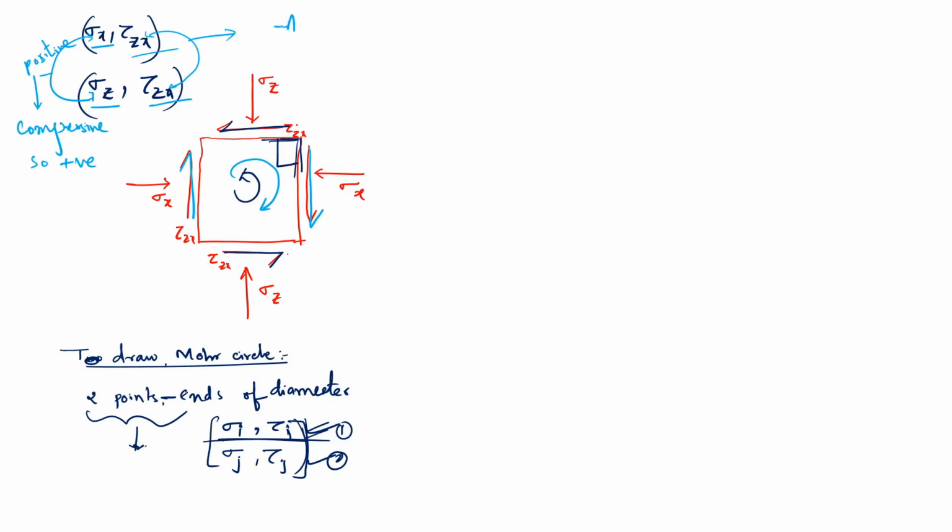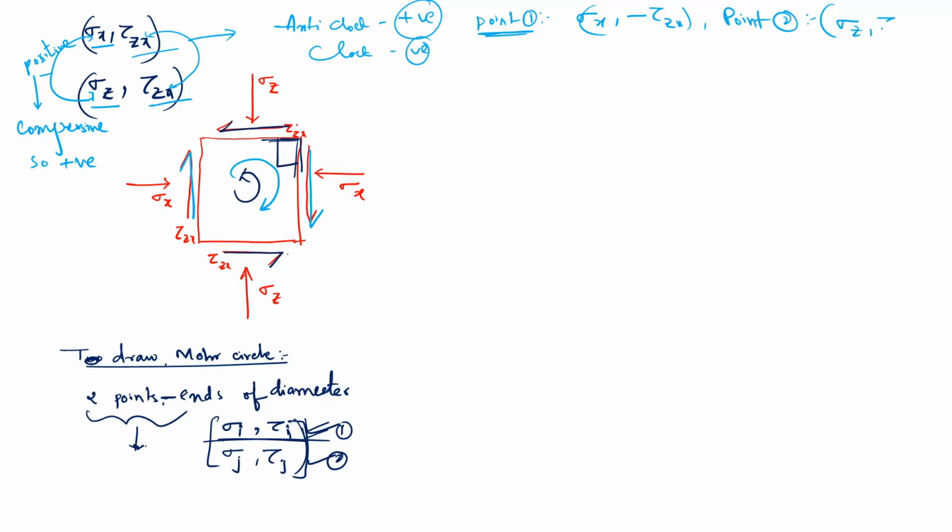and clockwise as negative. Now how will the points change? Point 1 will become sigma x comma, clockwise is negative, so minus tau zx. Point 2 will be sigma z comma tau zx. Let us draw.